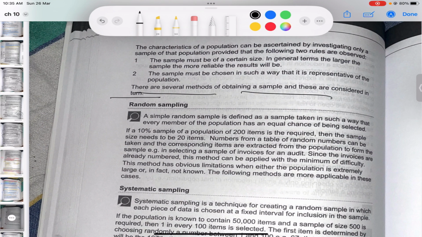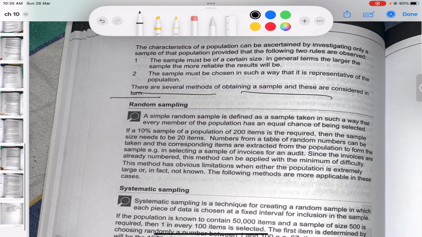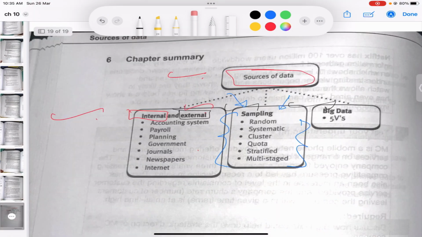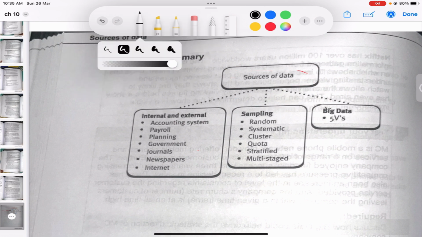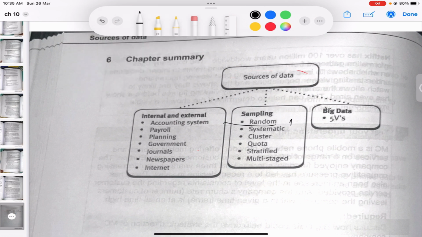So now we are going to see the various methods of sampling. So let's see this quickly. What are the different ways of sampling? Types of sampling. The first is random sampling, 1, systematic sampling, 2, cluster sampling, 3, quota sampling, 4, stratified sampling, and multi-staged sampling. It's very important for us to understand each and every sampling method, because we will be getting questions in which we need to identify the type of sampling which has been used.